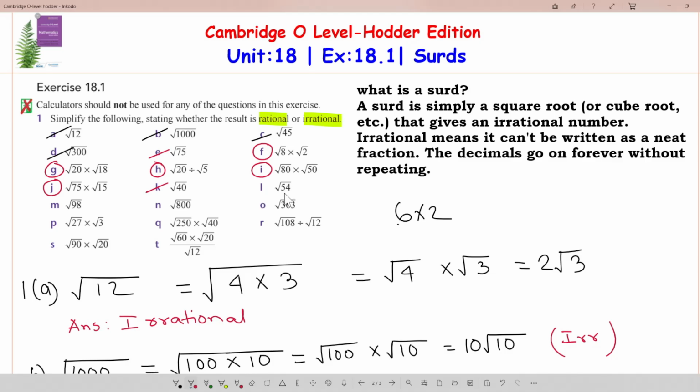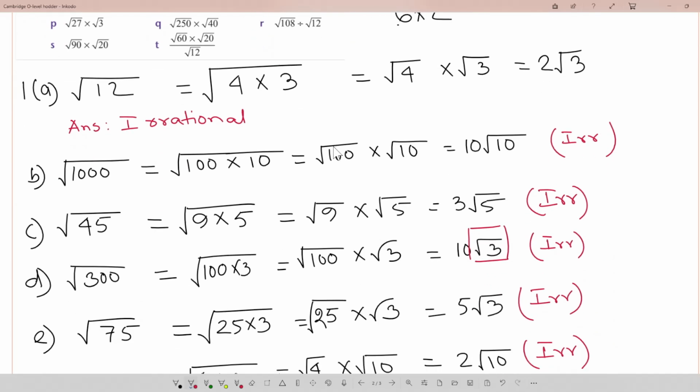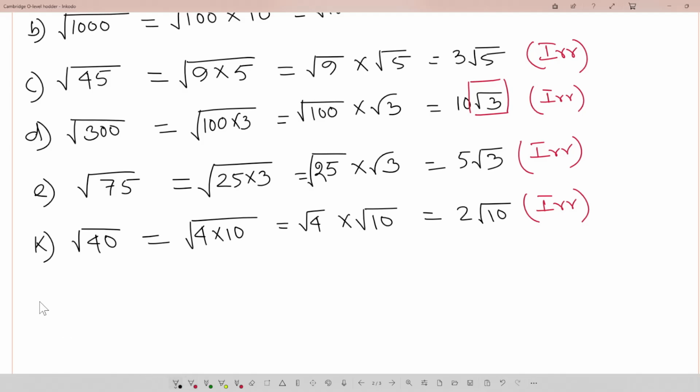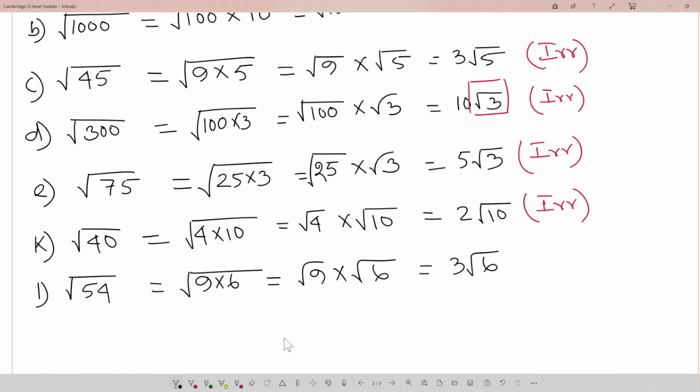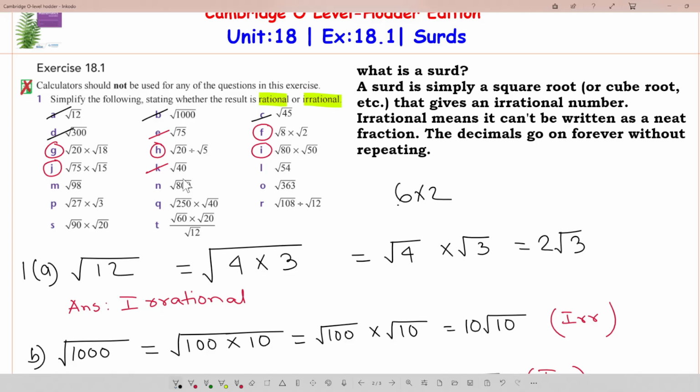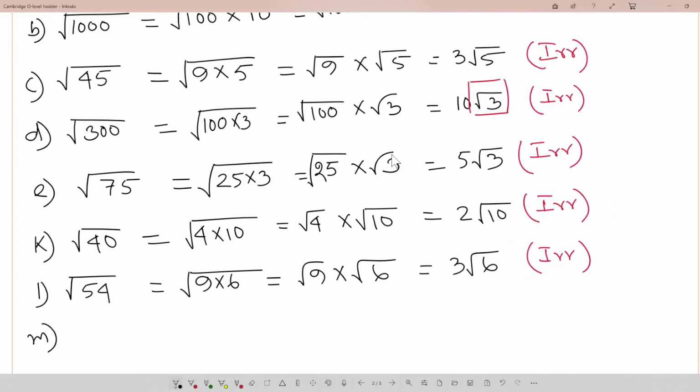Then L. L is root 54. 9 times 6 is 54. 9 is a perfect square. So root 9 times root 6 equals 3 root 6. This one is also an irrational number. L done. Then M, which is root 98.